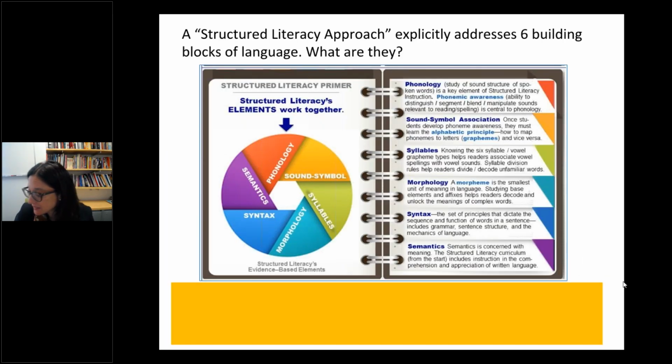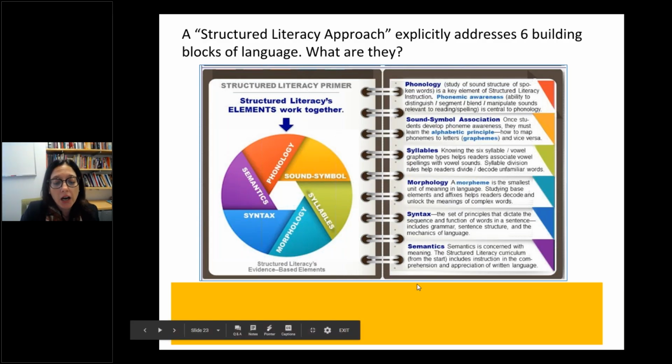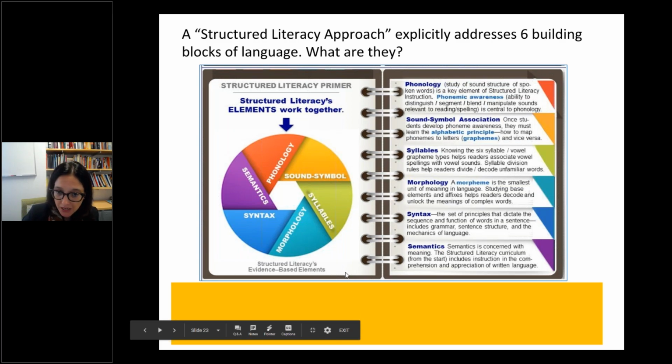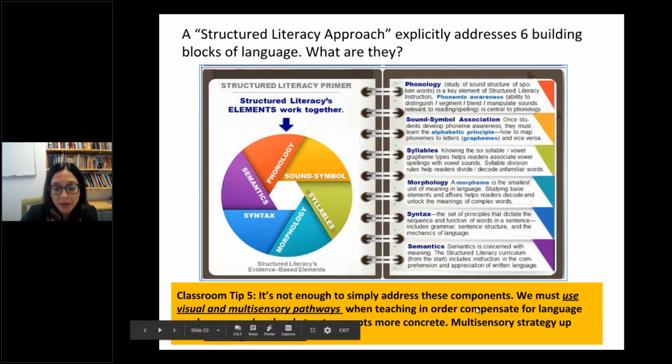So the last piece, I know we're sort of right at the edge of time here, but the last piece is really a structured literacy approach, and all of the research is really pointing to a structured literacy approach, which really explicitly addresses 6 building blocks of language. And we know that it's not enough to simply address these components.